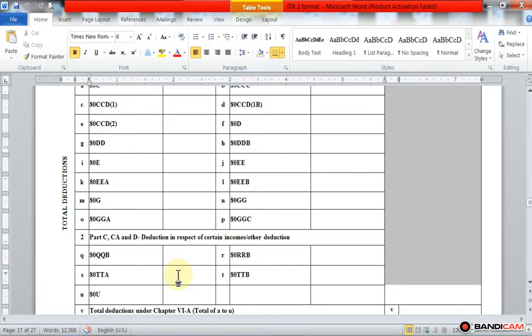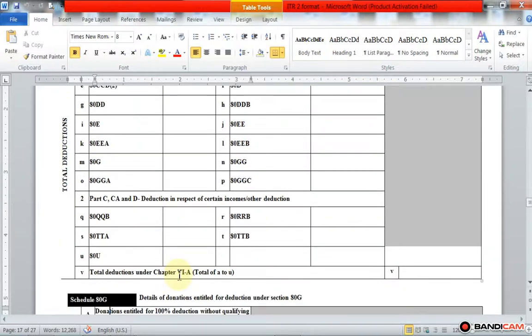Then 80TTA relates to interest on savings bank account for a normal person, meaning age below 60 years. Interest up to rupees 10,000 is allowed for deduction. And 80TTB relates to interest on savings bank account for a senior citizen, age above 60 years, for which 50,000 is allowed for deduction. Then 80U relates to a totally blind and handicapped person. Rupees 75,000 in respect of disability between 40 to 80%, and 1,25,000 in respect of severe disability, that is above 80%. So here the deduction is given.